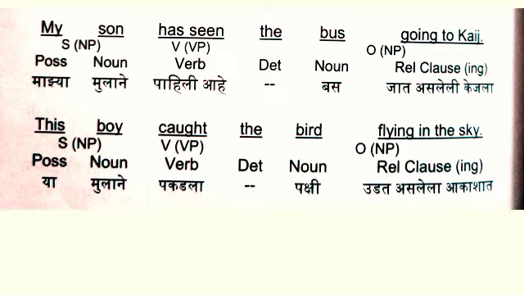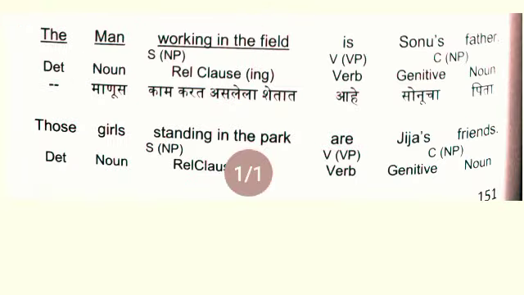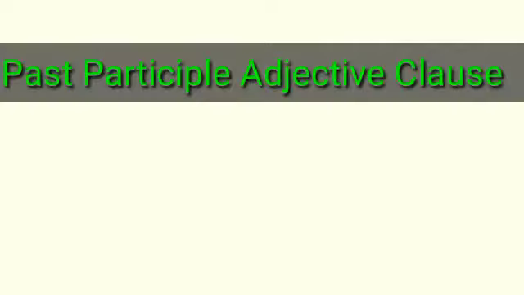This boy caught the bird flying in the sky. Flying in the sky is a relative clause. The man working in the field is Sonu's father. Working in the field is the relative clause. And look at this sentence, those girls standing in the park are Jiza's friends. Standing in the park is again a relative clause. In all these sentences, the relative clauses are there because they have antecedent nouns. Like in the first sentence, there is son, in the second boy, in the third man, and in the fourth girls.